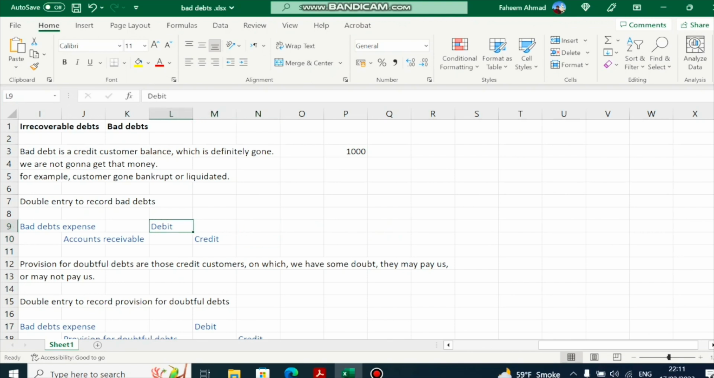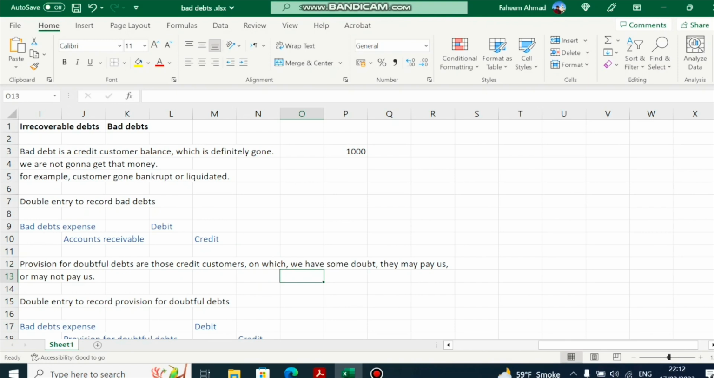First of all, we have made a loss and expense. Whenever an expense increases, we debit. That's why bad debt expense is being debited. And since we are not going to get that money from our credit customer, our account receivable balance is decreasing. If account receivable balance is decreasing, that means our asset is decreasing. If our asset is decreasing, we credit. So account receivable will be credited. So that was irrecoverable debts or bad debts.